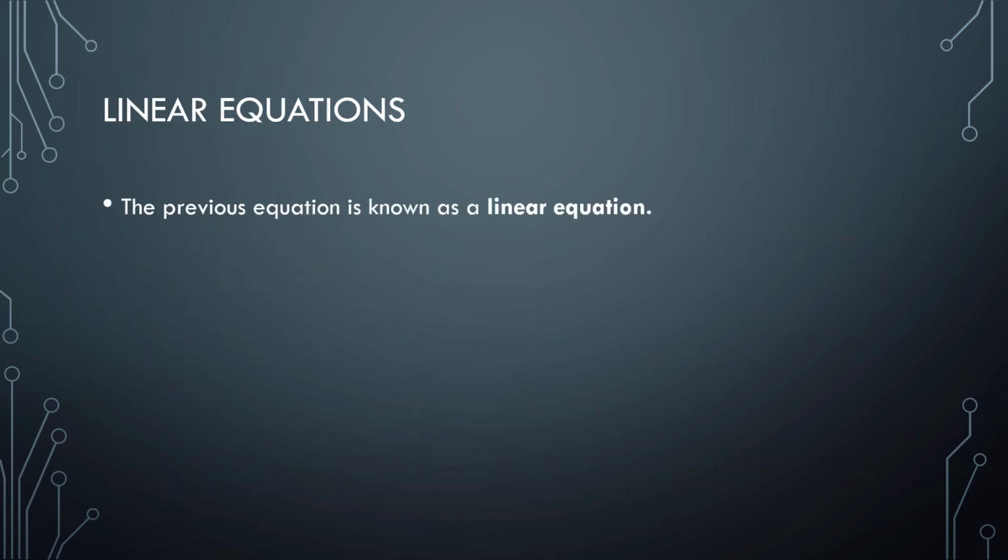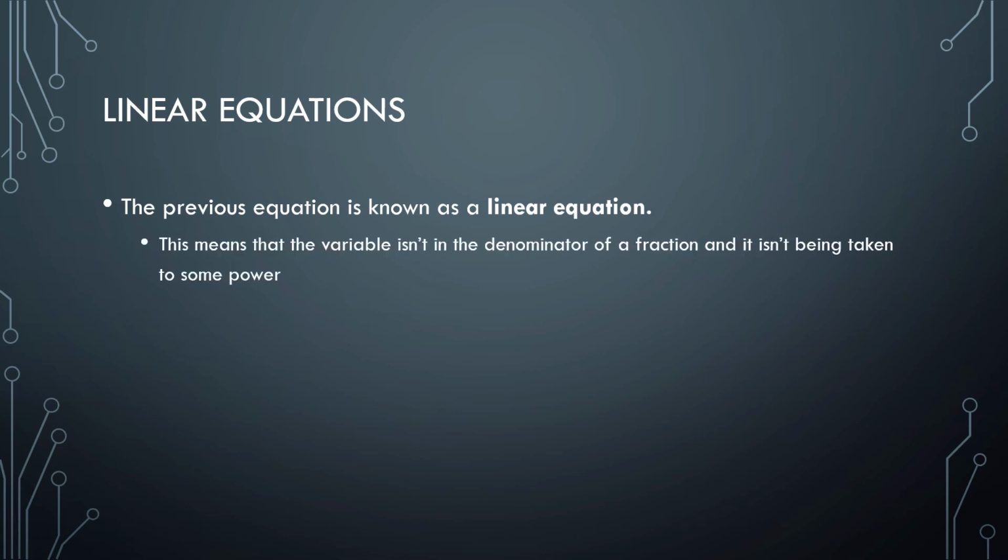Now, the previous equation we wrote is actually known as a linear equation, which means that the variables we're talking about aren't in a denominator and they're not being taken to some power. So something like x is okay, but something like x squared or x cubed is definitely not okay. In addition, this also means that we're not talking about something like a square root or a cube root or x in an exponent or anything like that. It's just going to be stuff like 7x or x by itself, or the equivalent thing with just a different letter.